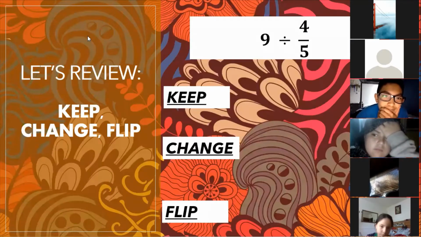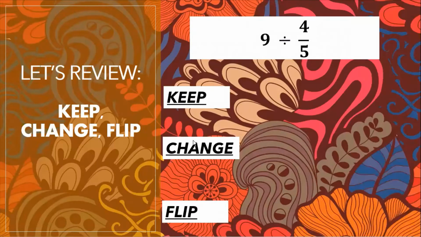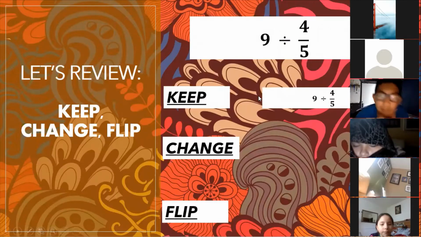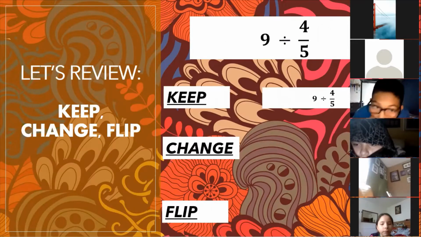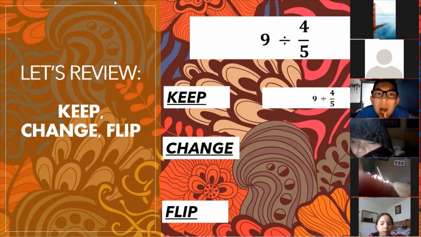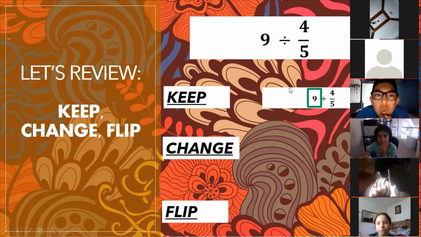All right, guys. So now we're going to go over the keep, change, flip method. This is the strategy you learned with Miss York on Tuesday. So this is going to serve as a review. We have 9 wholes divided by 4/5. So our first step here is to keep. What are we going to keep here? Someone share out with me. Unmute yourself. What are we going to keep? Which number? 9. Good. So we are going to keep number 9.